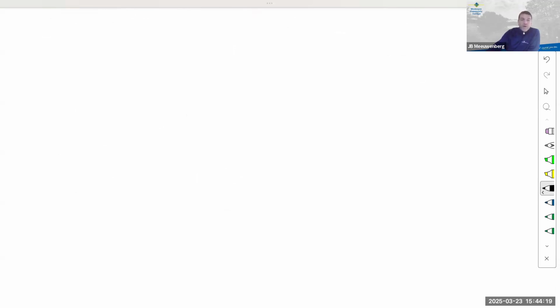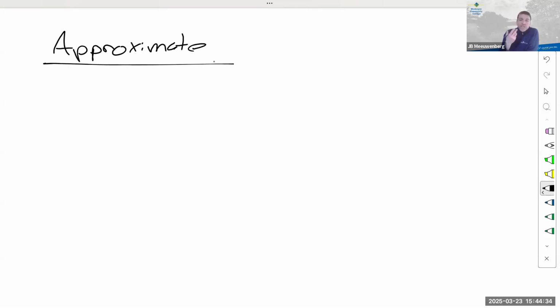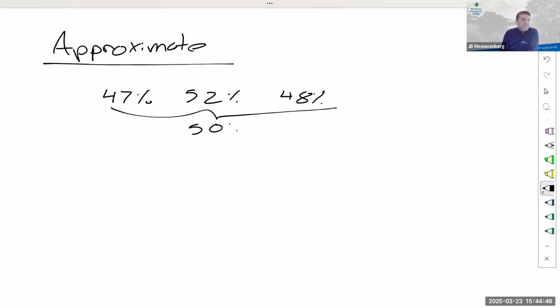So now let's talk a little bit about approximations. Again, approximating means you don't always need the exact number, and we'll use compatible numbers for doing some approximations. So we're going to approximate. Approximate means we're just going to get close enough. And so one way you might do that is if you have a percentage like 47% or 52% or 48%, those are all pretty close to 50%, right? Those are pretty close. We kind of round off the numbers we start with.